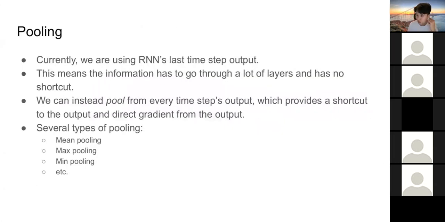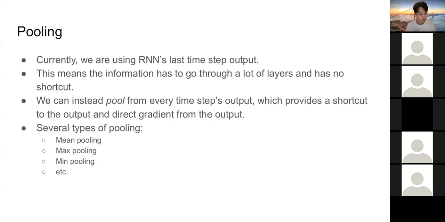And we also discussed pooling, which is basically an alternative to using the RNN's last time step for the output. When doing text classification, the natural choice is to use the last time step's output. Or if you're using bidirectional RNNs, then the first time step for the backward and the last time step for the forward. But this means that information has to go through a lot of layers and has no shortcut. And in general, it's good to make a shortcut.